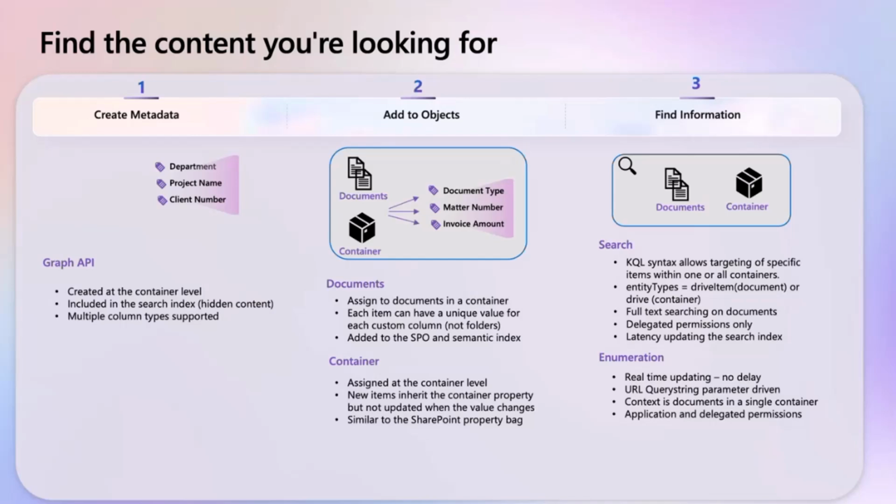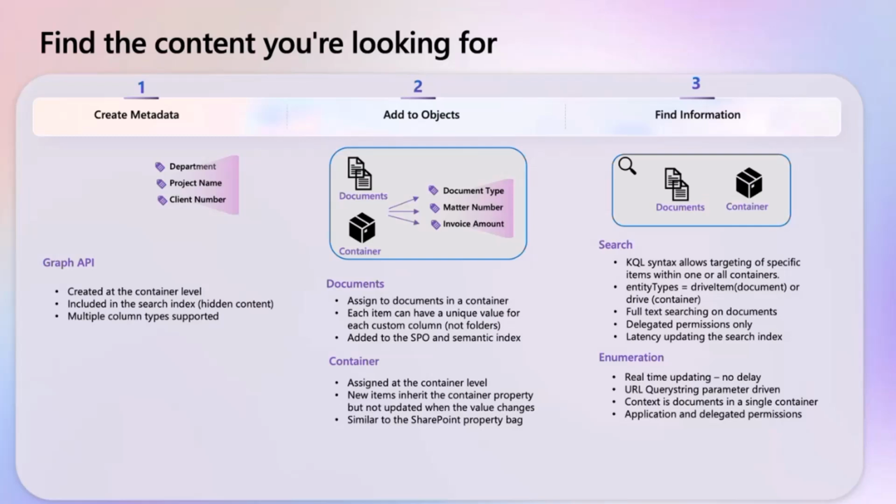So enumeration is also that real-time updating. So there's no delay as it's being added to the documents or the container. This is query string driven. So we're going to have a couple examples here on how to specifically focus on what that query string parameter looks like. The context is documents in a single container. So that's kind of the bigger difference that we see with search. Search is pretty easy to go across all containers. Enumeration, we want to focus that a little bit more on that single container approach.